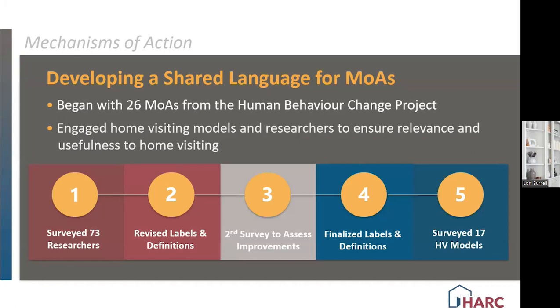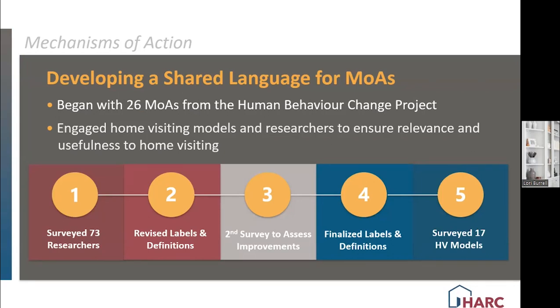So now that we've defined what MOAs are and why they are important, what has HARC been doing to develop this shared language for the mechanisms of action component of the paradigm? As I described earlier, taxonomies, or what we like to call menus of options, are a way to organize concepts using commonly understood terms to make it easier for collaborators to communicate with one another.